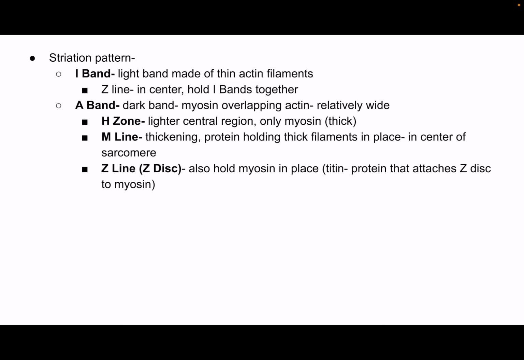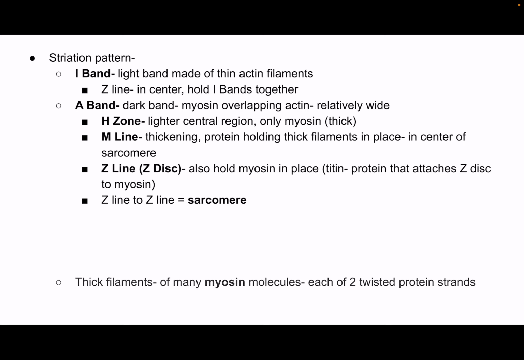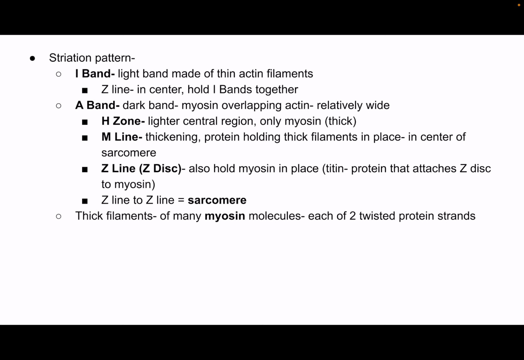Now, going back to the Z line, it also helps to hold myosin in place, and it does this with a protein called titin, T-I-T-I-N. It attaches to the Z disc, and what we're going to see is this thing called the sliding filament model, where everything slides past one another. So these Z lines are going to move towards each other based on how they're connected to the actin and the myosin. And like I said before, Z line to Z line is the sarcomere.